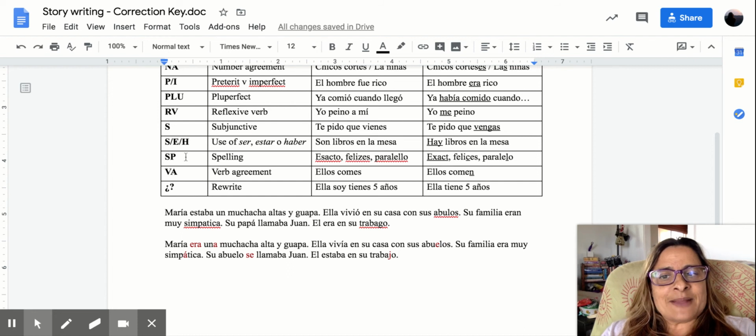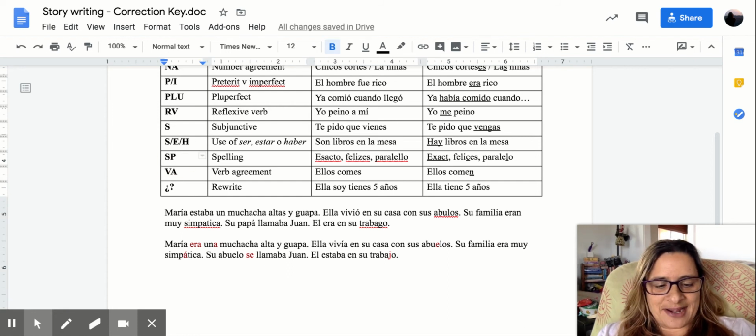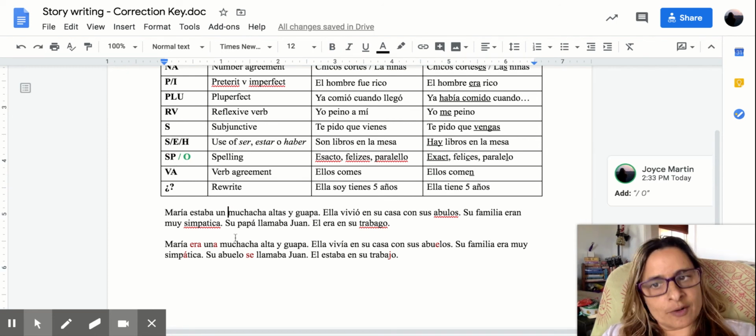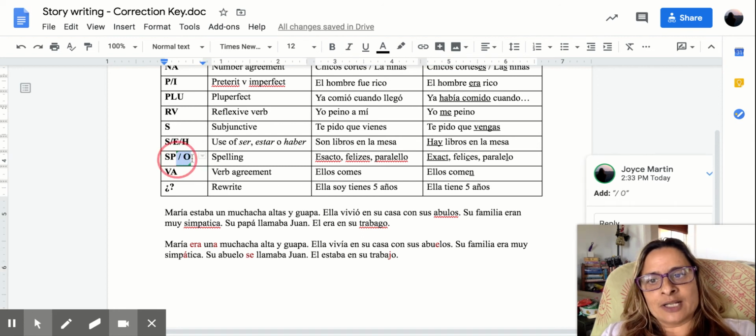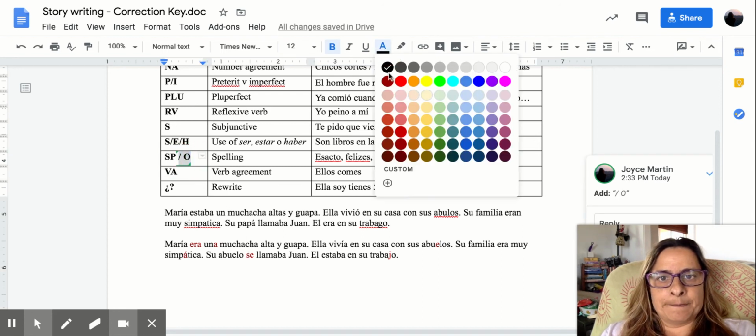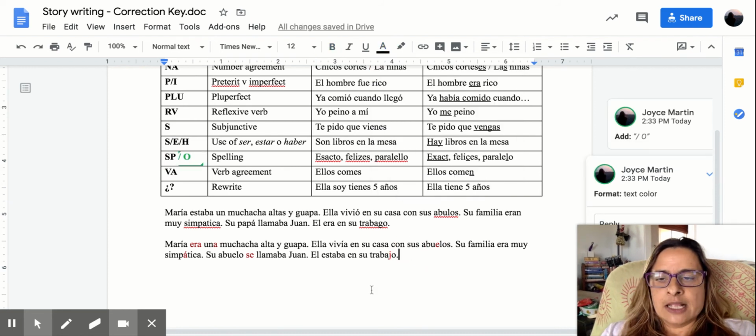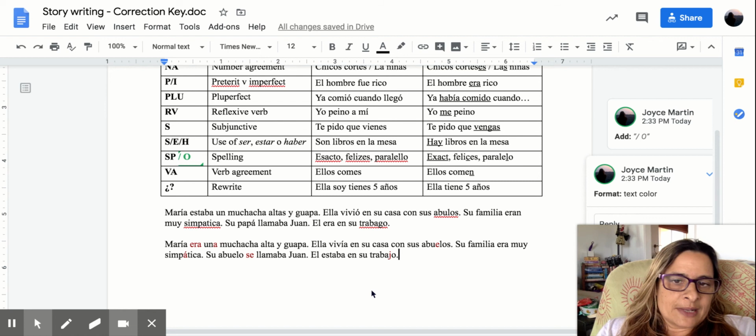SP is spelling, and actually I've realized, and I'm just going to go ahead and change this right now, I had also actually been marking it with an O, which stands for orthography. So you might see an O, you might see an SP, but regardless, I've got this thing in correcting mode. I'll just have to go back and fix that later. No worries. If you see an O, just know that we're talking about spelling.